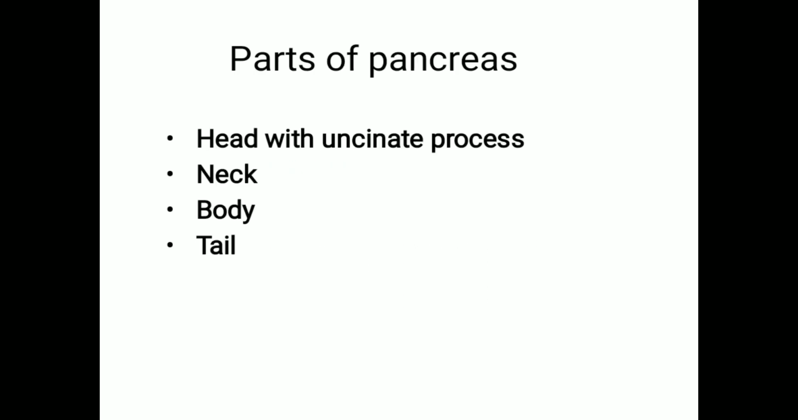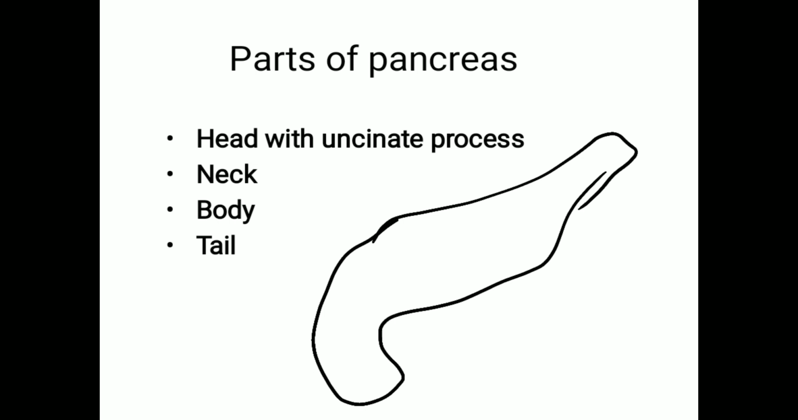So next, if you look at the parts of the pancreas, if you look at the shape of the pancreas, okay, it is J-shaped and consists of head, neck, body and tail. Pancreas consists of four parts. The four parts of pancreas are head, neck, body and tail.